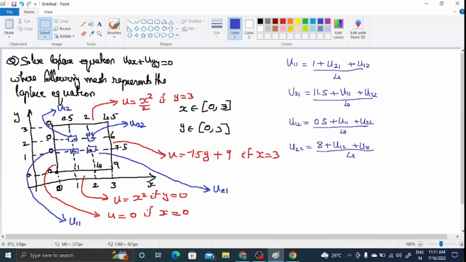So a number of methods you have studied. One is the direct method, which means the elimination method, and the second one is the iterative method.